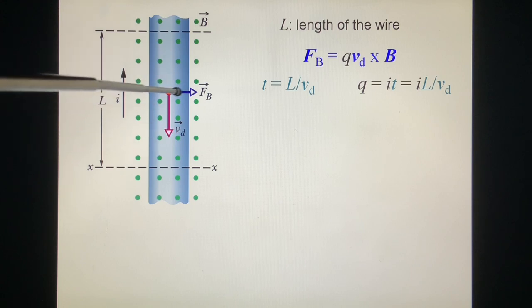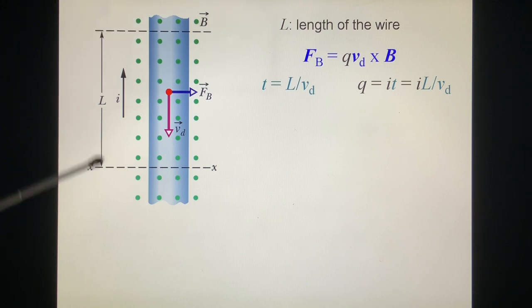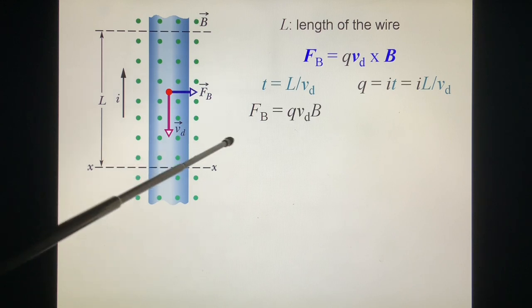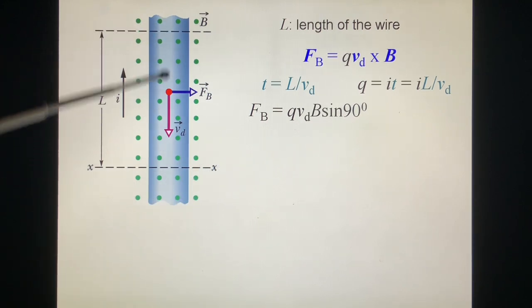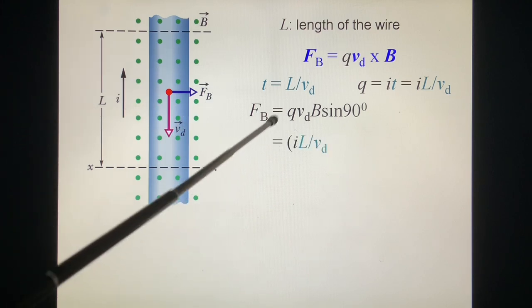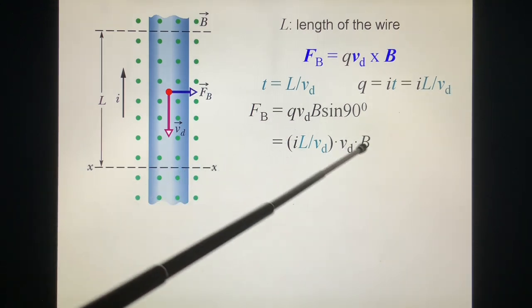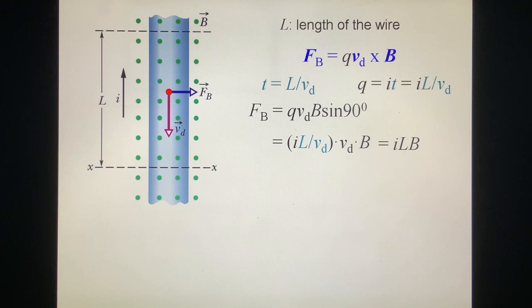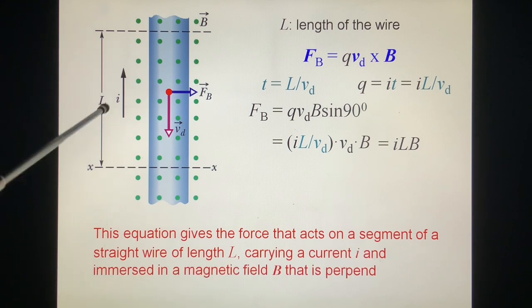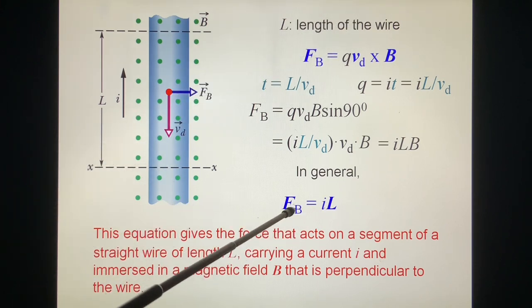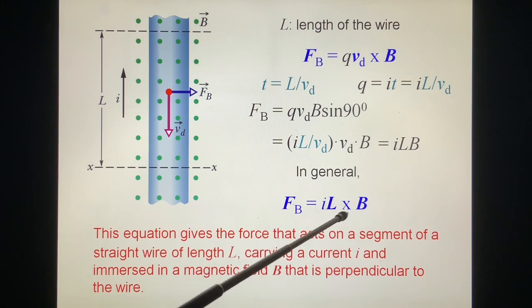And the total force acting on these carriers is the force acting on this section of wire. The force on each one is q v B, sine phi in our case. The v is in this direction, and B is perpendicular to the page towards you. So F_B equals Q, where Q is I L over v, times v B, and v cancels out, equals I L B. This equation gives the force that acts on a segment of straight wire of length L, carrying a current I, and immersed in a magnetic field B that is perpendicular to the wire. In general, we can write dF_B equals I dL cross B. That includes the direction, okay?